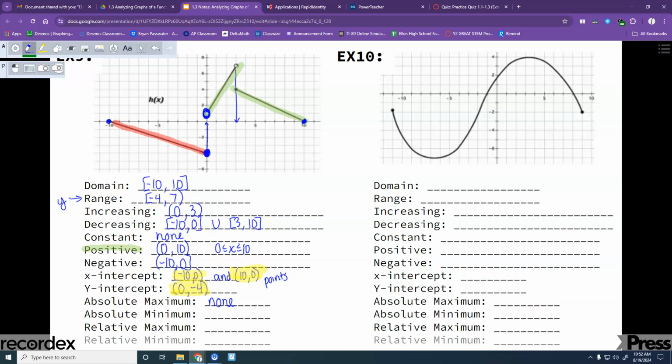What about absolute minimum? 0, negative 4. Perfect. That is this lowest point right here, and it is a closed circle, so we can say that that's the absolute minimum point. Do we have any relative minimum or maximums here? Do we switch from increasing to decreasing or decreasing to increasing? We do not, right? We have these big jumps where we switch, but we don't have a point where we switch, right? So we would say none for this, and it won't let me write down here because I'm too low on the page, but that would be none.